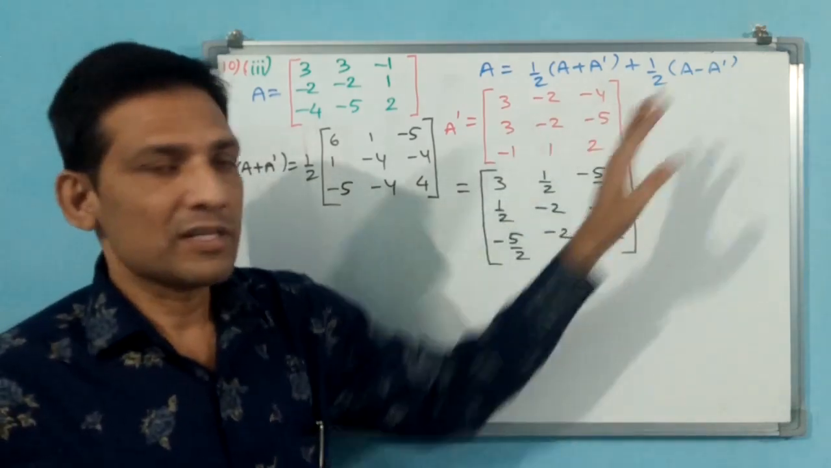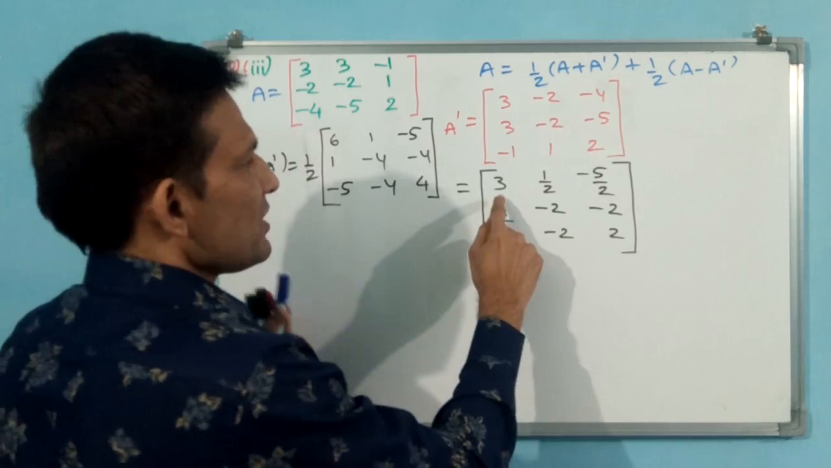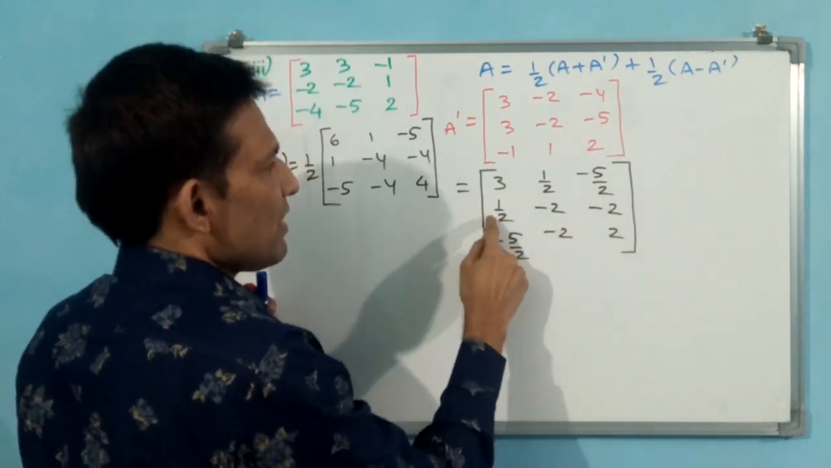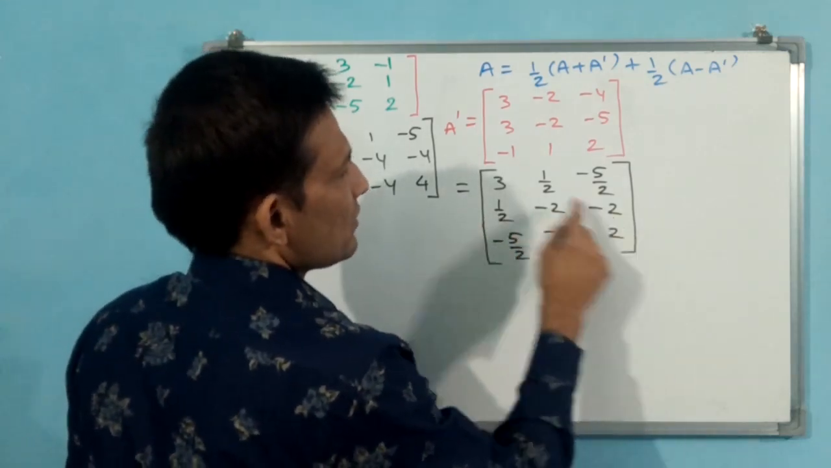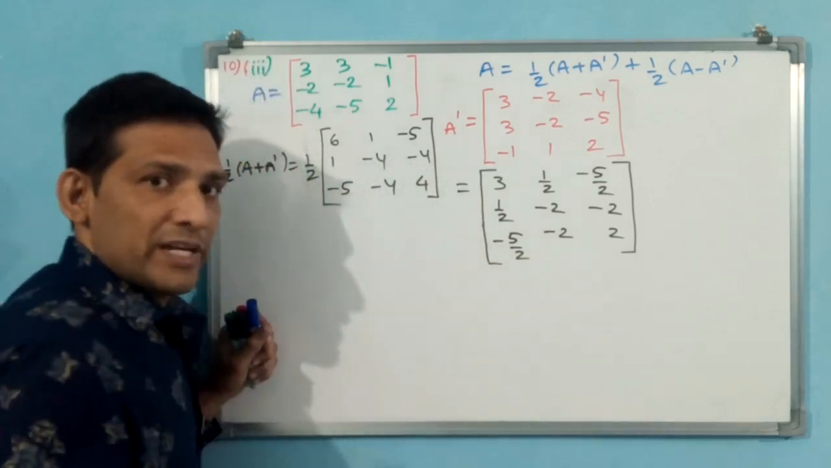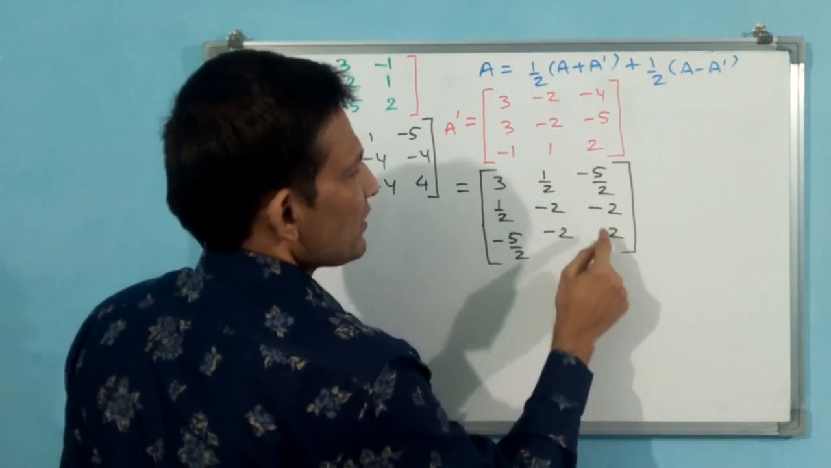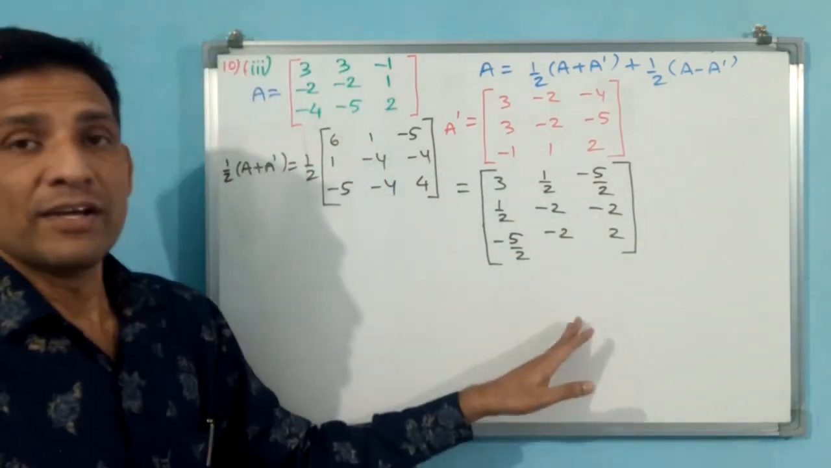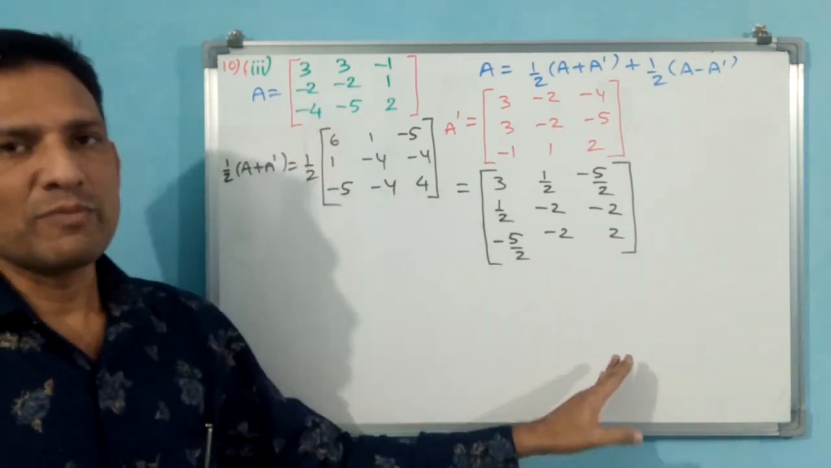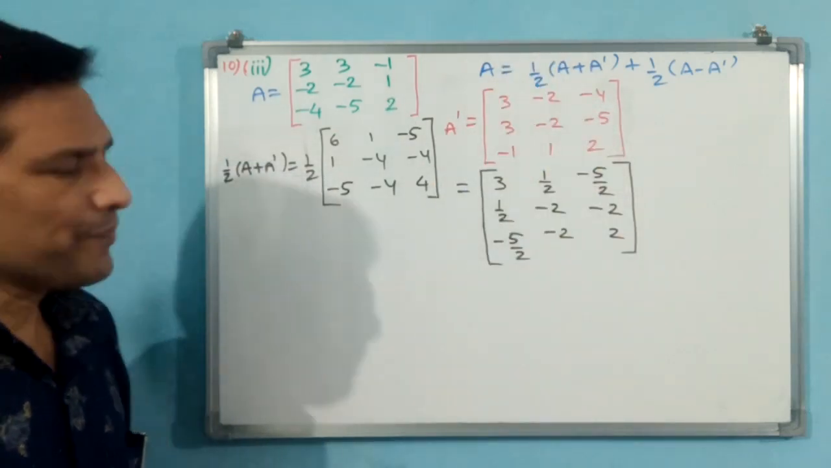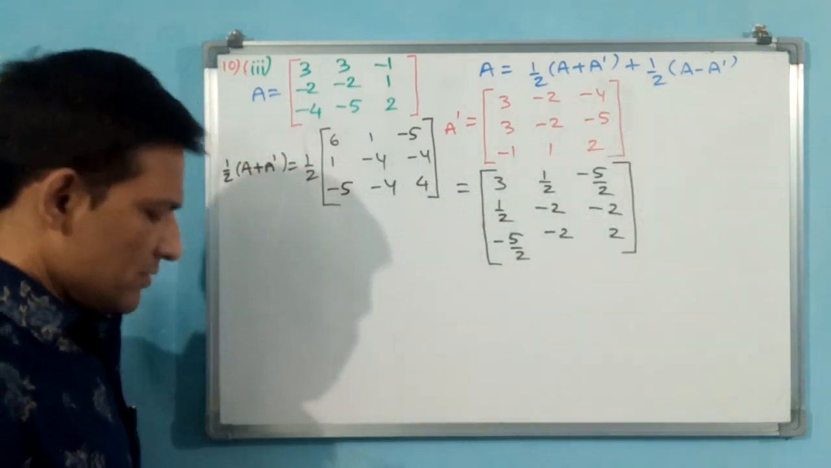Before going to 1 by 2 (A minus A transpose), let us see whether this is symmetric or not. See rows and columns. First row: 3, 1 by 2, minus 5 by 2. Second row: 1 by 2, minus 2, minus 2. Third row: minus 5 by 2, minus 2, 2. Transposing gives the same, so this is a symmetric matrix. We need not check again. 1 by 2 (A plus A transpose) always comes out symmetric for a square matrix. Now let us do 1 by 2 (A minus A transpose) also.